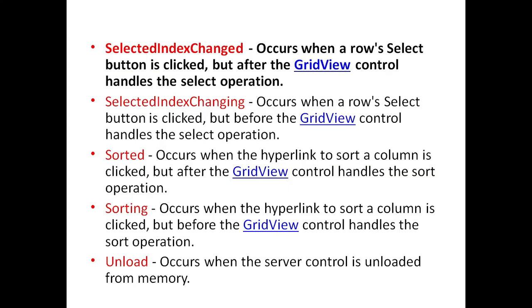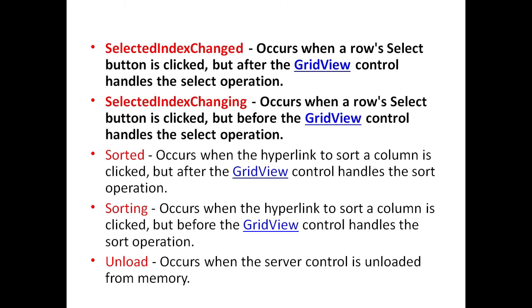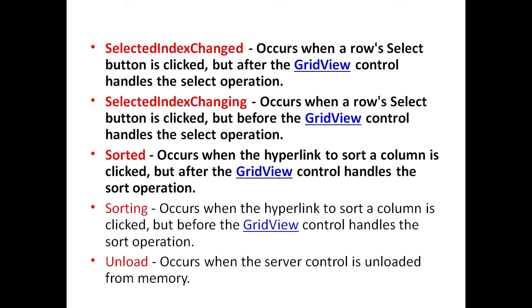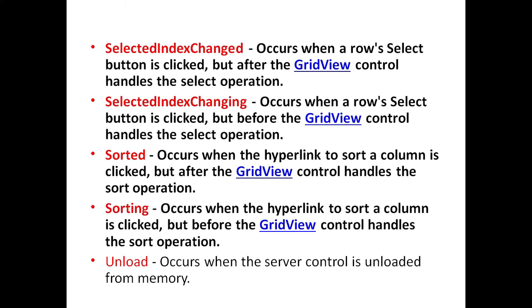SelectedIndexChanged event occurs when a row's select button is clicked, but after the GridView control handles the select operation. SelectedIndexChanging event occurs when a row's select button is clicked, but before the GridView control handles the select operation. Sorted event occurs when the hyperlink to a sort column is clicked, after the GridView control handles the sort operation. Sorting event occurs when the hyperlink to a sort column is clicked, but before the GridView control handles the sort operation. And Unload event occurs when the server control is unloaded from memory.